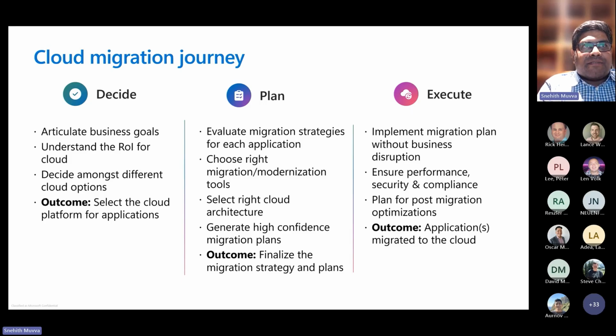Then they get into the planning phase where they're evaluating different migration strategies for each application. They're trying to choose the right migration or modernization tools for those applications, and then select the right cloud architecture for those applications, and eventually generate a high confidence migration plan. At this stage, the outcome they're looking for is to finalize the migration strategy and plans. Once they've completed their planning and decided what to do with each of their applications, then it's in the execution phase where they're actually implementing the plan without impacting their business, while ensuring they are meeting performance, security, and compliance requirements pre and post migration, right?